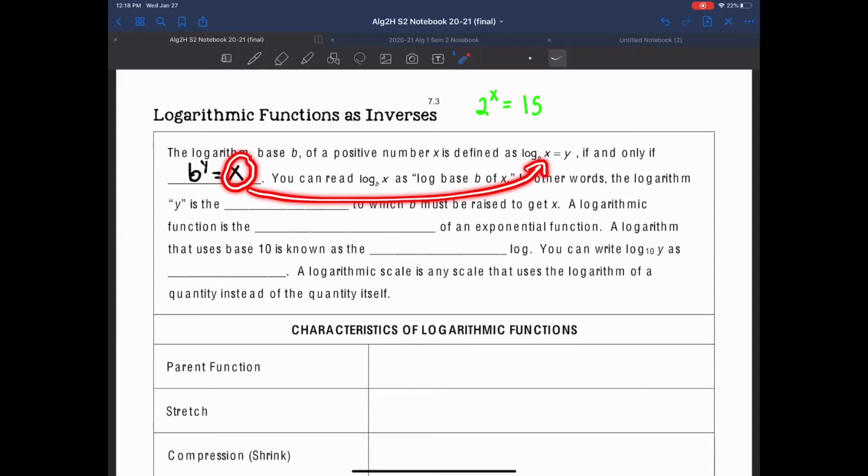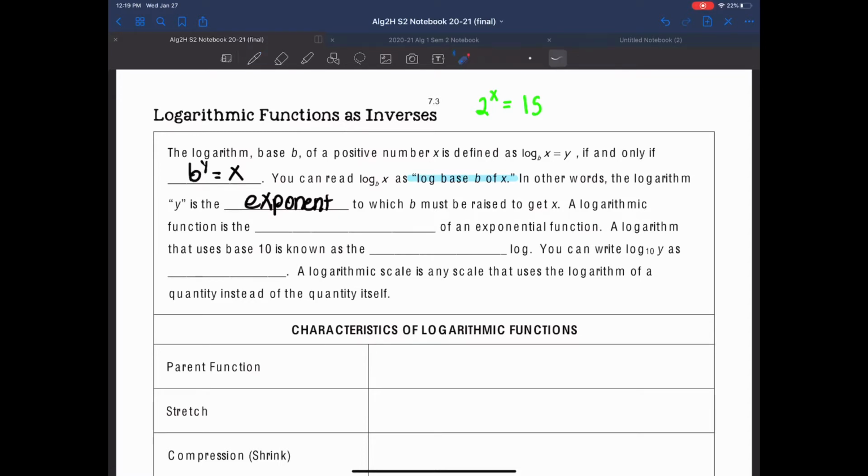And then using the logarithm function, I'm going to figure out what the appropriate value is for the exponent of my base, okay? So you can read the logarithm as log base b of x. So if I say log base b, for example, if I said log base 3, that means that the base of my exponent, or the little number underneath the logarithm symbol, is going to be a 3. So I always say it as log base b of x. So in other words, the logarithm y is the exponent to which b must be raised to get x.